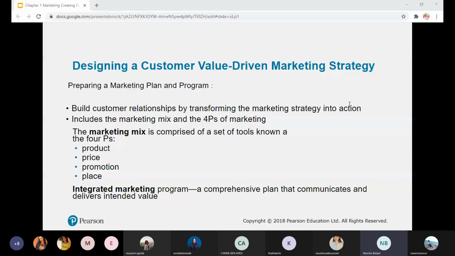So the marketing program builds customer relationships by transforming the marketing strategy into actions. It consists of the firm's marketing mix. Okay, so transforming the marketing strategy into action means that we transform the marketing strategy into the marketing mix. That means the set of marketing tools the firm uses to implement its marketing strategy.